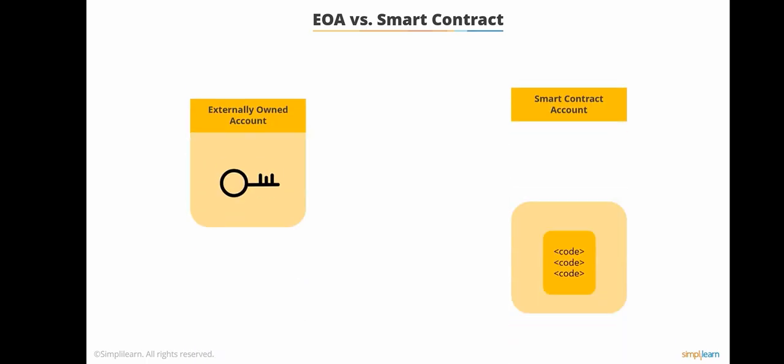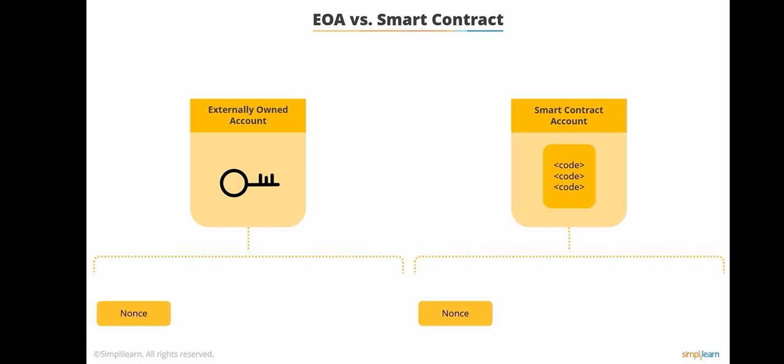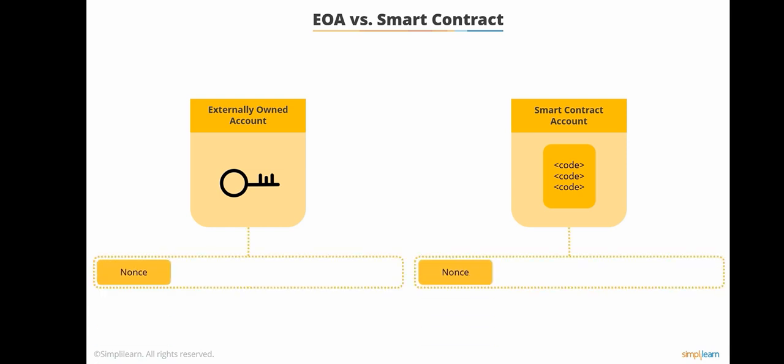EOA versus smart contract. In this slide, we will understand the difference between an EOA and a smart contract based on four critical properties. Nonce. In an externally owned account, nonce represents the number of transactions sent from the account's address. However, in a contract account, the nonce is the number of contracts created by the account.